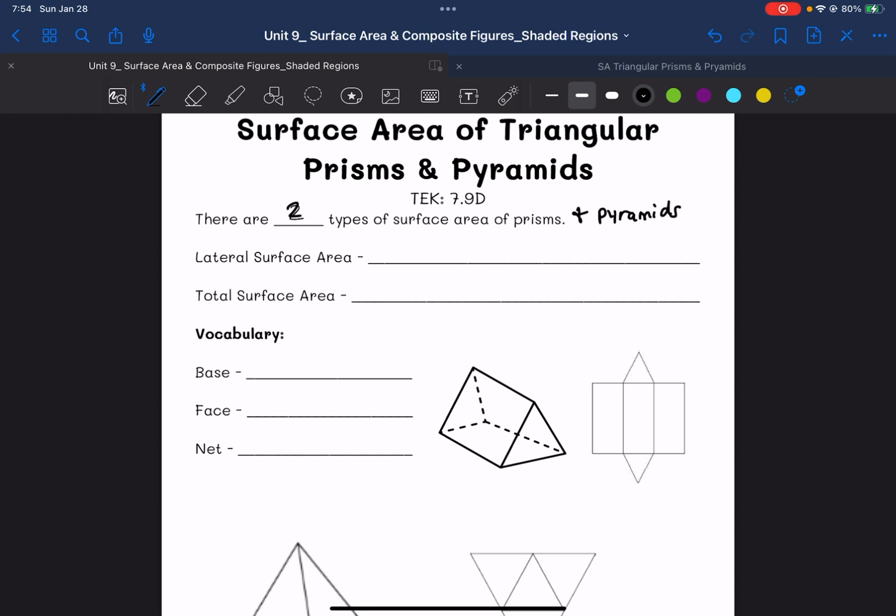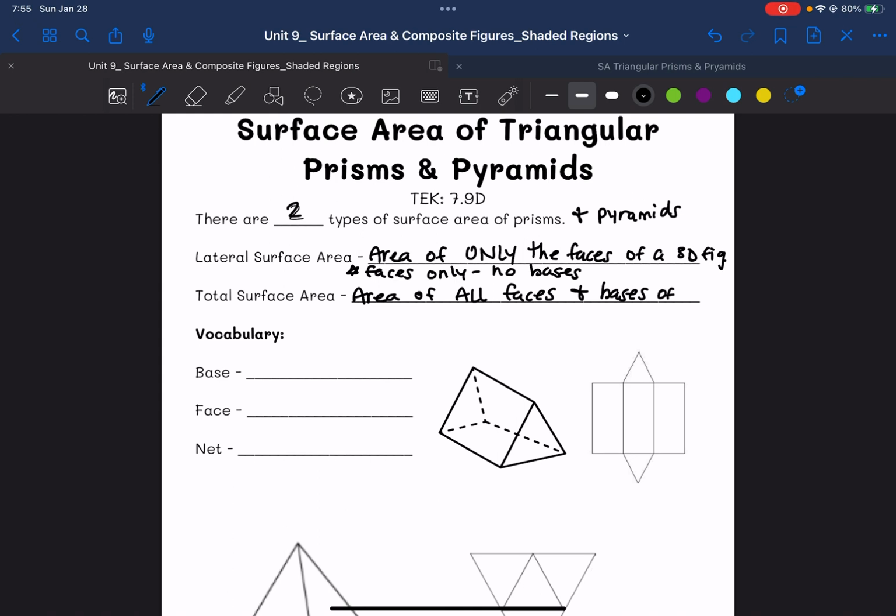Now, lateral surface area is going to be area of only the faces of a 3D figure, okay? Remember here we can write faces only, no bases. Total surface area is area of all faces and bases of 3D figures. This is going to be faces and bases, okay?